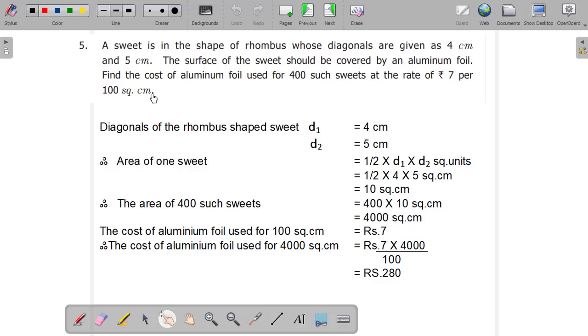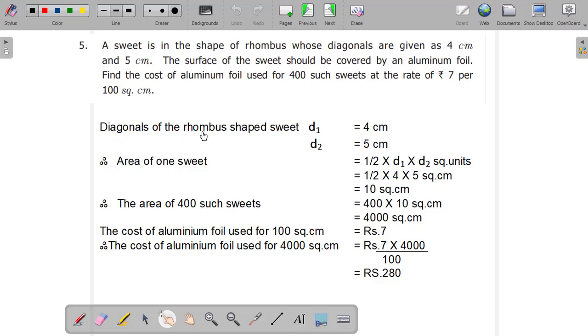So, first we have to find out the plan to be executed. First find out the area of one sweet, and then find out the area of 400 such sweets, and then find the cost of the aluminum foil used for 4000 square centimeter. Okay, that's the plan. Let us start.